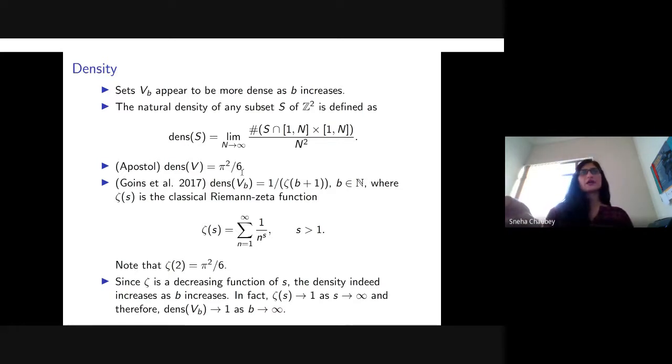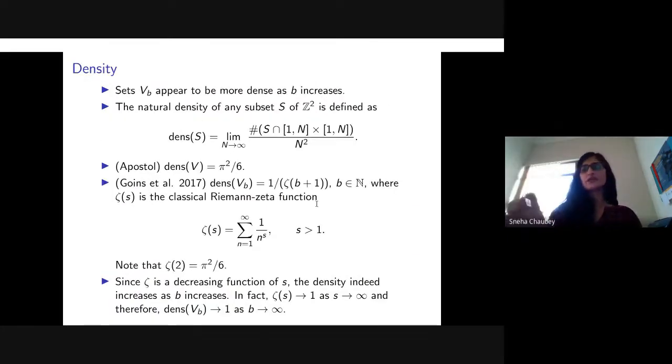So if the density of V_b is computed to be 1 over zeta of b plus 1, you know that zeta is a decreasing function, so the density should increase as b increases. And in fact, as s goes to infinity, zeta of s tends to 1, and therefore the density approaches 1 as b goes to infinity. So if you vary b, it looks like the density approaches 1.